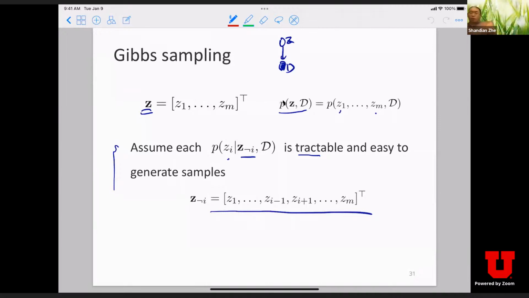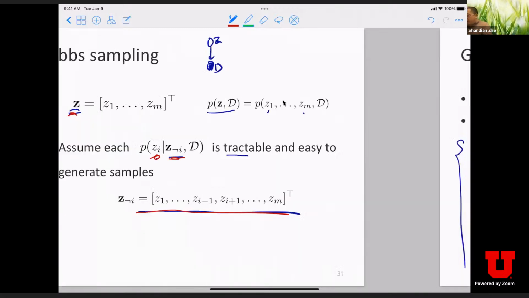Just a quick review. Suppose you have m random variables in total. For each random variable Z_i, given the remaining random variables, which we call Z_{-i}, namely the Z variables that do not contain i, and given the data D, we assume this conditional distribution is tractable and easy to generate samples from. Then Gibbs sampling is just to cyclically generate a new sample for every element in Z, conditional on all the other variable samples, and that's it.